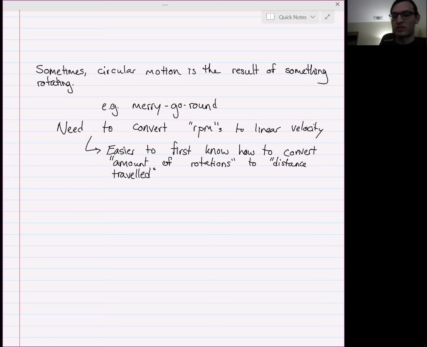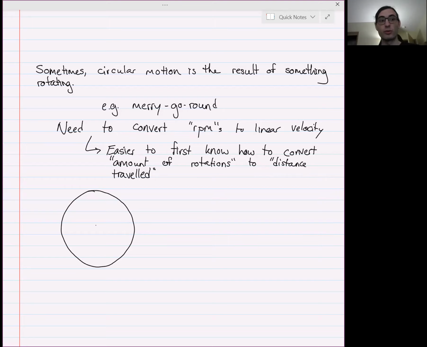And the reason we would want to be able to do that is if we can convert the amount of rotations to distance traveled, then we can say, well, they did 2 full rotations in, say, 1 second. But 2 full rotations is such and such a distance. And so then we could say that they went such and such a distance in 1 second. That would let us convert from a rotational or angular velocity to a linear velocity. So we're going to use some geometry in order to understand this a little bit better.